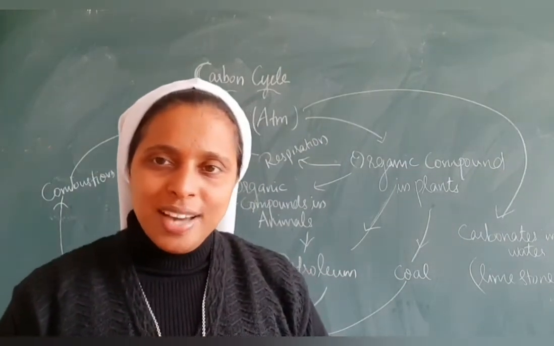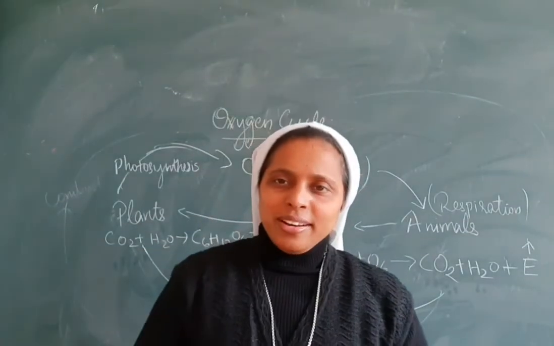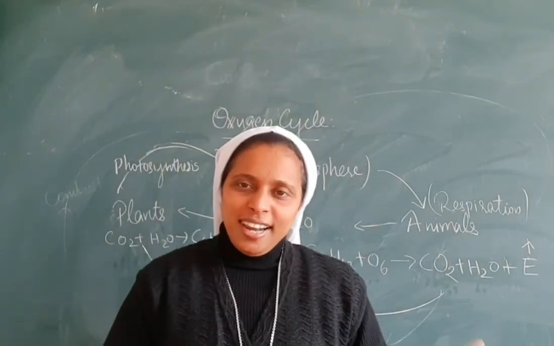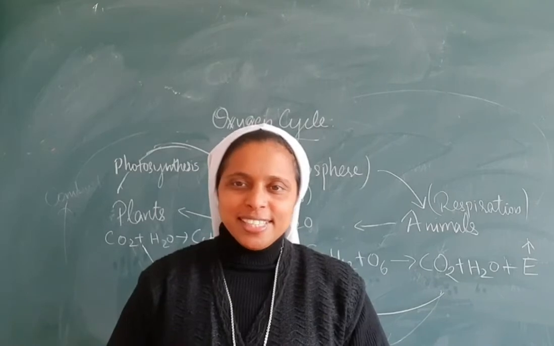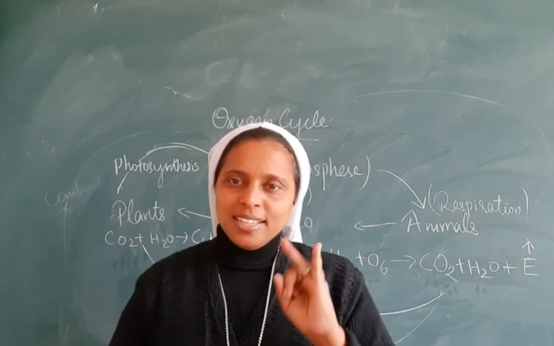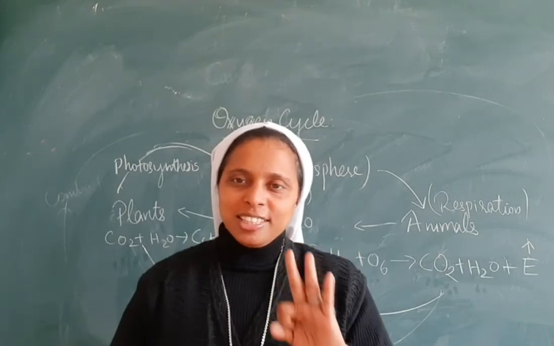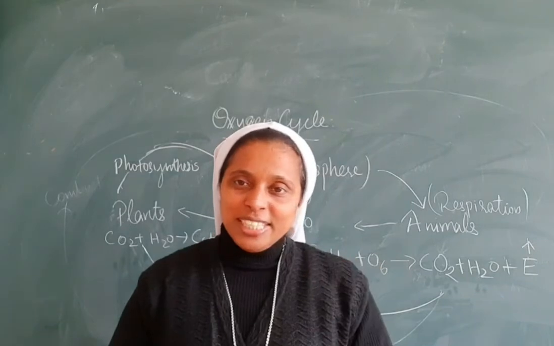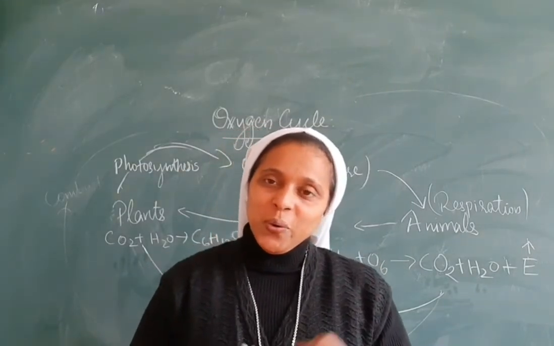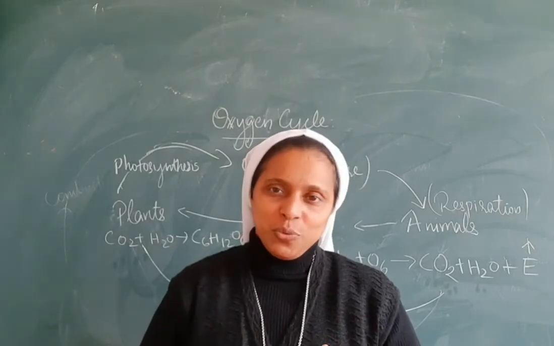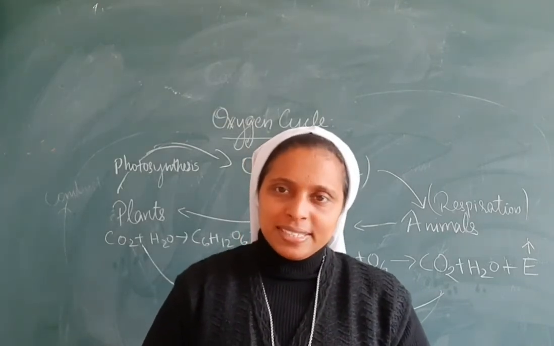Now moving towards the oxygen cycle. Let us learn about the oxygen cycle. This is the last cycle that we are going to learn in this chapter on natural processes. First we came across the water cycle, second the nitrogen cycle, third the carbon cycle, and the last one is the oxygen cycle. We all know that oxygen is present in the atmosphere. It is said that 21% of the atmosphere is oxygen.